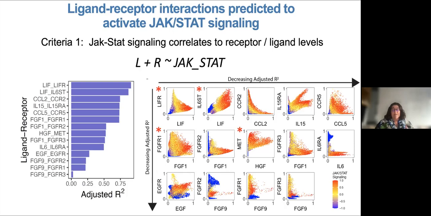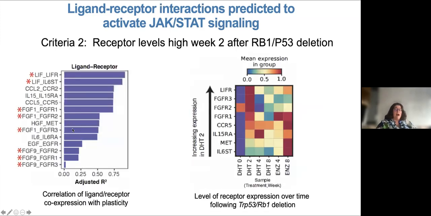You could look at the ligand and the receptor in the same cell. So you basically said, okay, if this ligand and receptor are really active in this autocrine loop, we expect to see very high levels of JAK-STAT and interferon signaling in cells that have a high level of the receptor and the ligand in that same cell. So we could look at the ligand, the receptor, and the downstream signaling in the same cell and actually develop a score. And again, LIF and IL-6, for JAK-STAT, as well as a lot of FGFs, are really, really high.